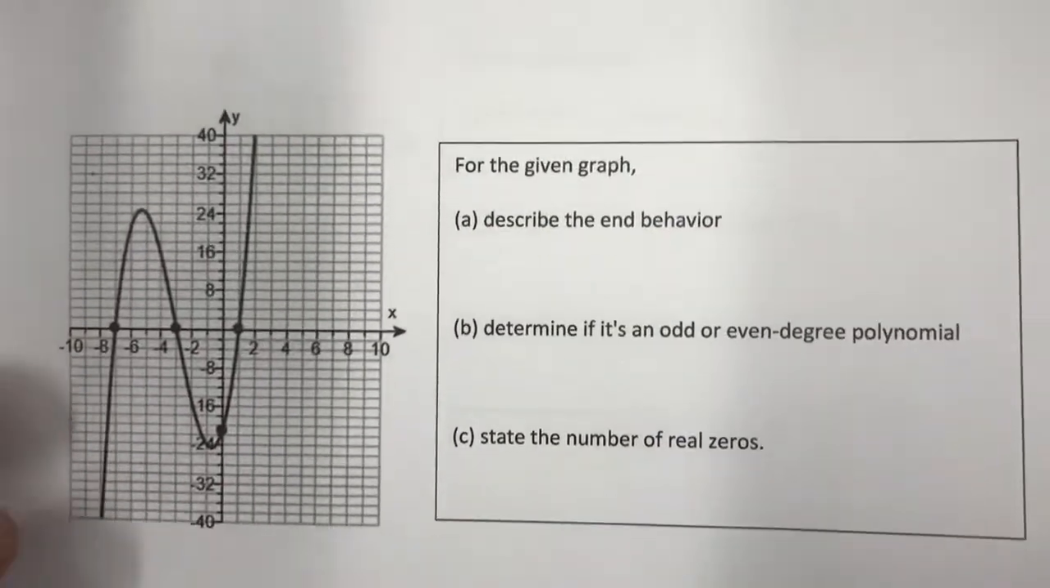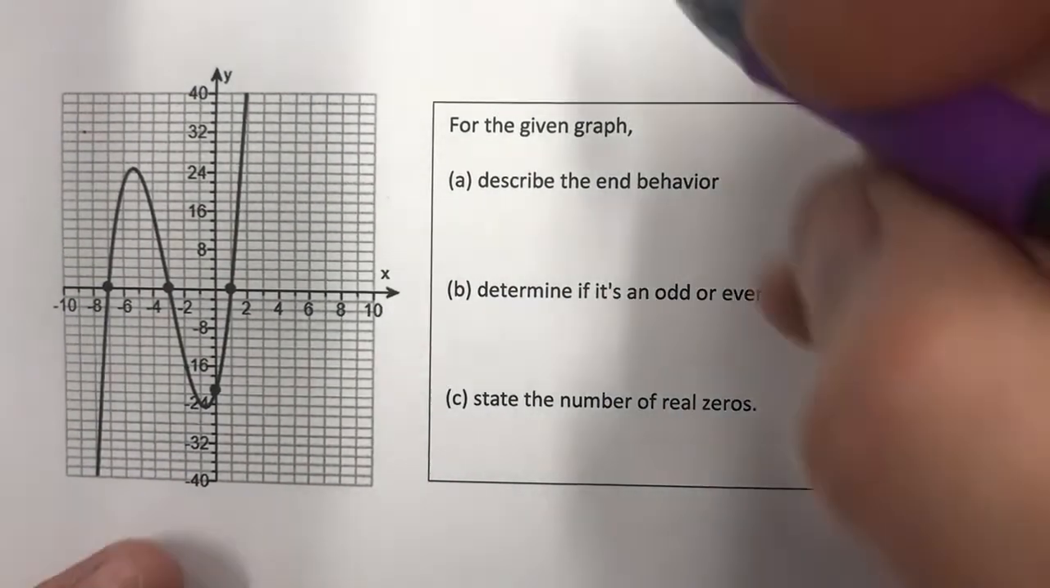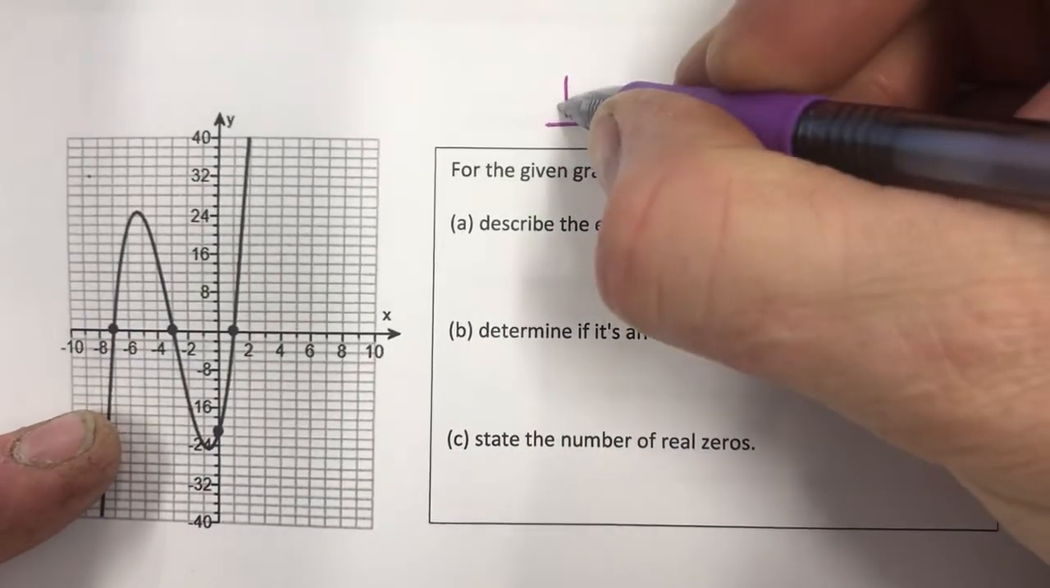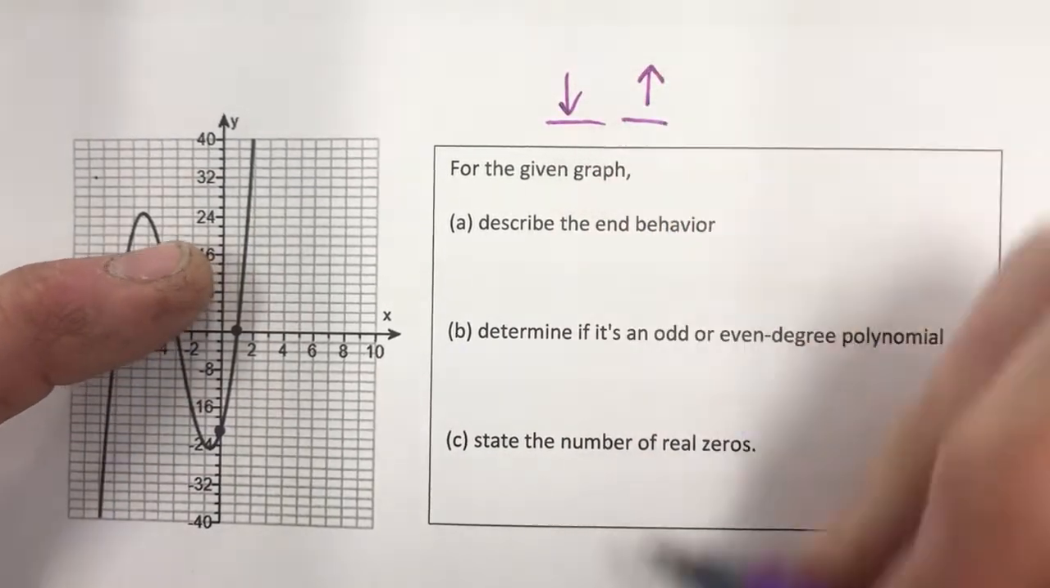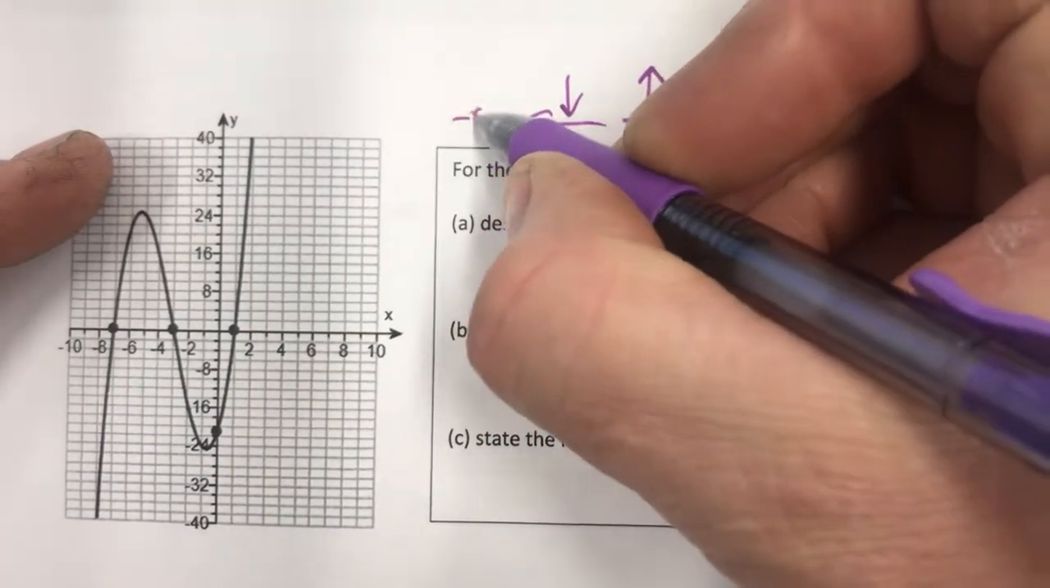Okay, we'll go do another one here. All right, so describe the end behavior here. So on this one, we can see it's going down on the left, and it's going up on the right, which is what the previous problem did. So on this one, this is negative. This is going to negative infinity.